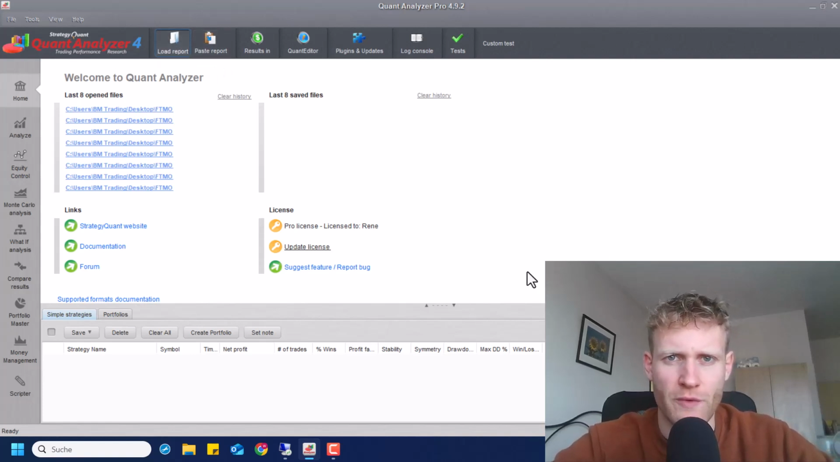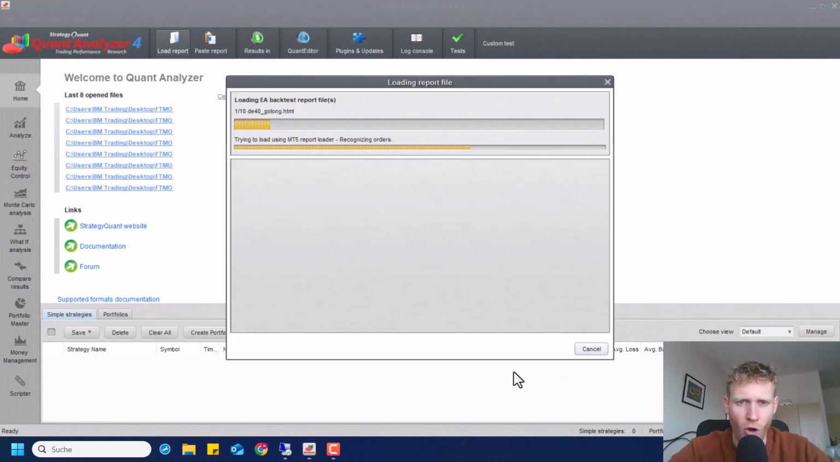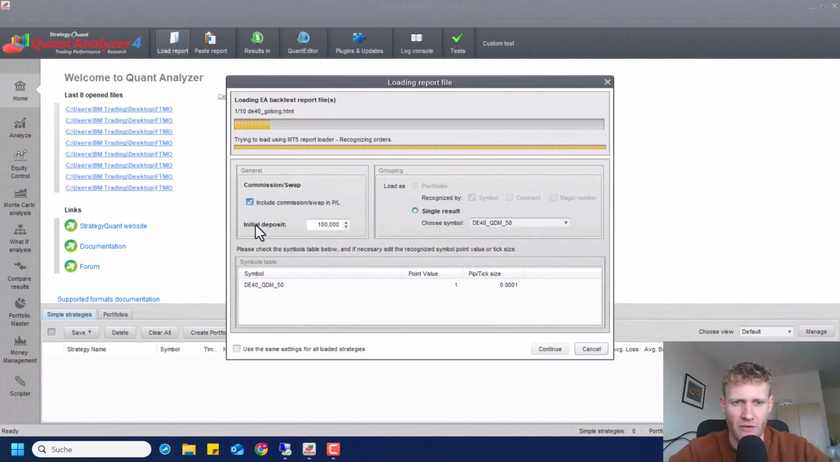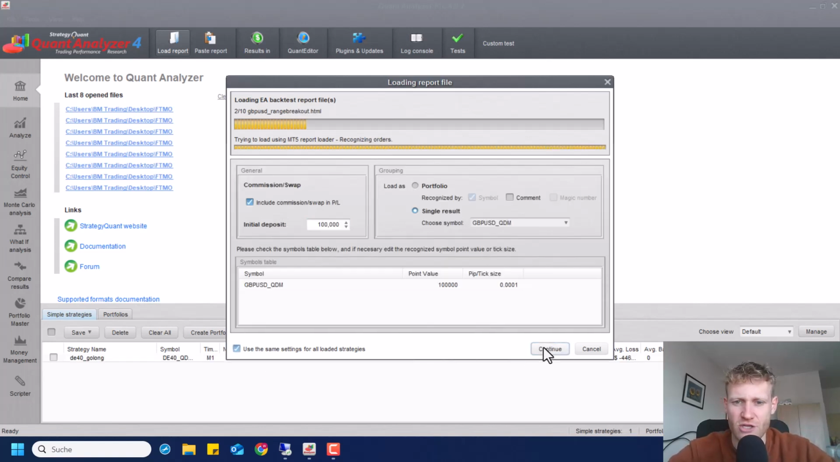If you click on load report in this tool, you can just select all of the reports. I saved all of these HTML files, and I showed you before how to get these files to a folder. And now I will just select all of them, click on OK, and then it will include all of them. The initial deposit should be the same size as your account, so you have the correct numbers. And then I will just continue and load all of these 10 backtests here to create a nice and cool portfolio overview.